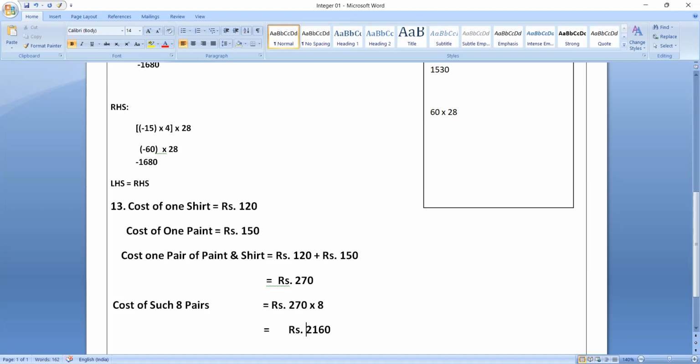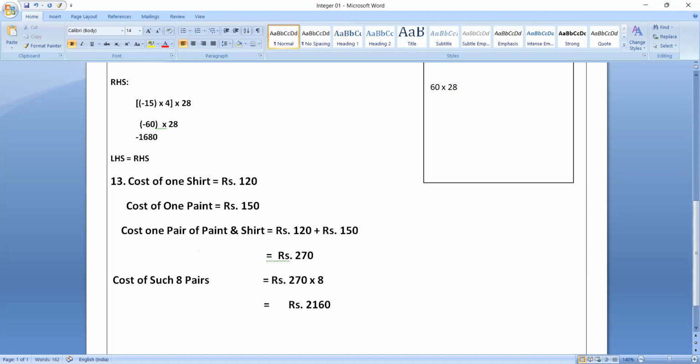Let's check the answer first. I think this is the right answer. It says 1.2. Yes, my dear students, this is the right answer. The cost of 8 pairs is 2,160 rupees. Now question number 14 says that, my dear students, let's see the book.